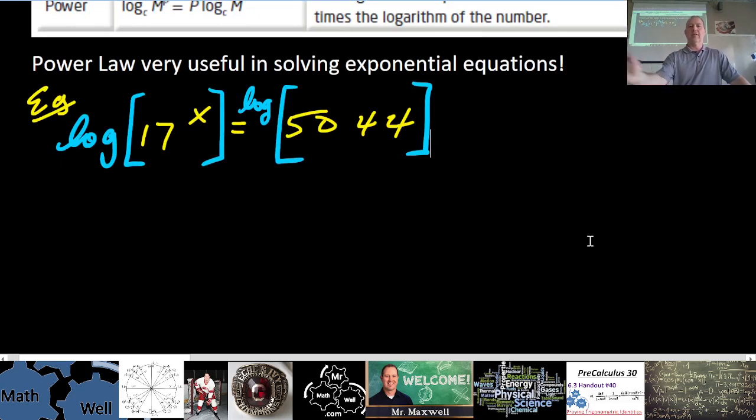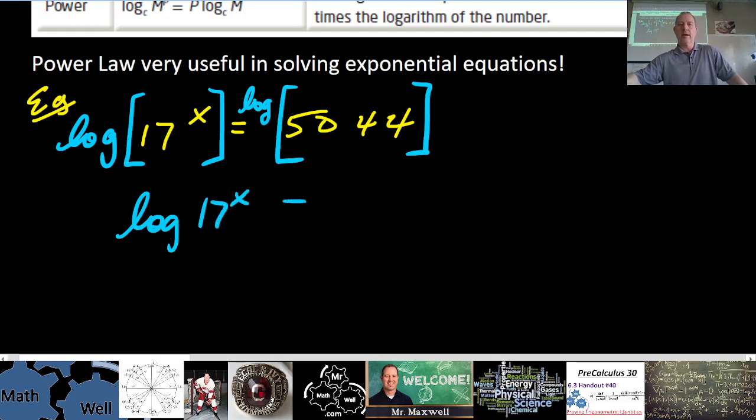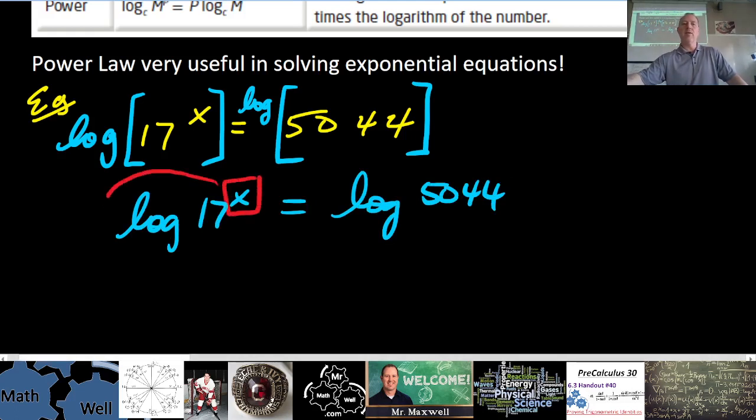Well, because what you want to notice is that you can use this power rule. So let me just rewrite this here. Log of 17 to the power of x equals log of 5044. Now the power rule says that this x, or this exponent, can come down as a multiplier. It can really just move as a multiplier, and that's what we're going to do. We're going to write this as x times log of 17. So notice that the x is no longer in the exponent position. It's no longer an exponent at all.